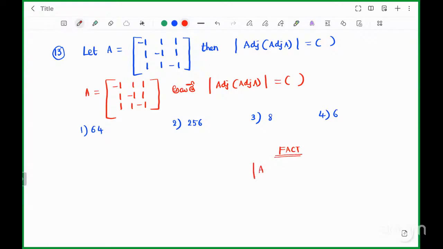Det of adj A. My dear students, please remember this one. Det of adj A is equal to (det A) to the power of (n minus 1) whole square. You remember this one.